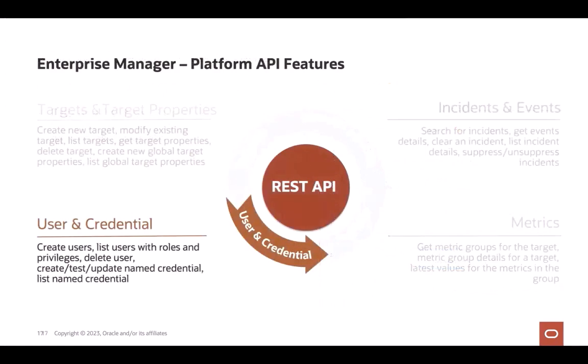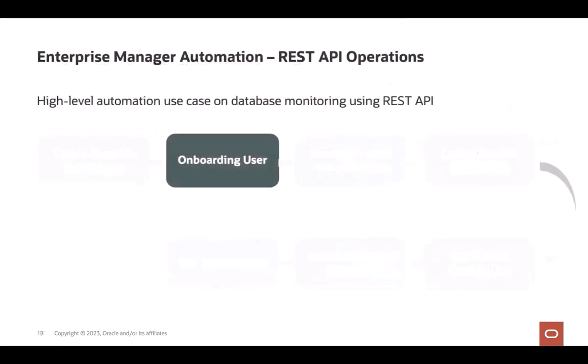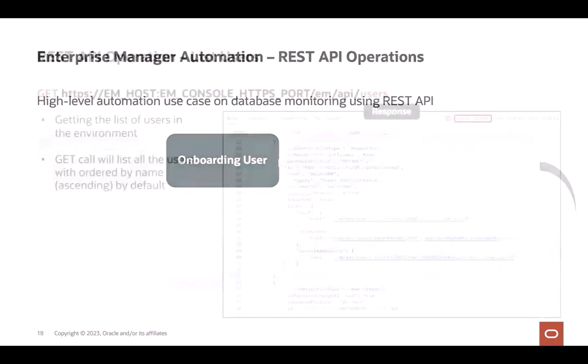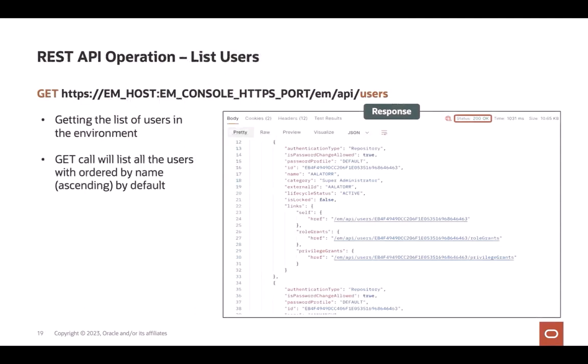So now let me show you the APIs in users and credential management. As the first step in this use case, let's review the APIs for creating a new user in Enterprise Manager. Even before we create the new user in Enterprise Manager, let's first get the list of users in Enterprise Manager. So we will execute the get call to list the active users in Enterprise Manager.